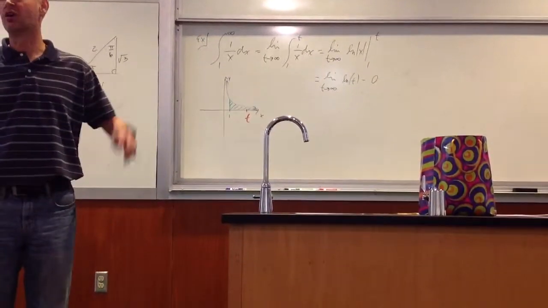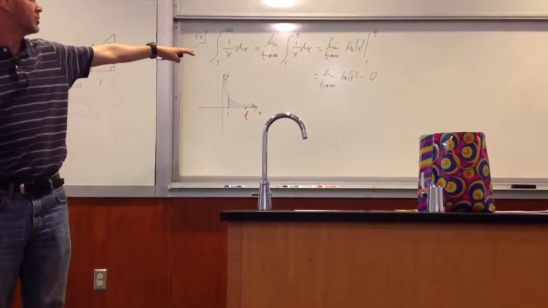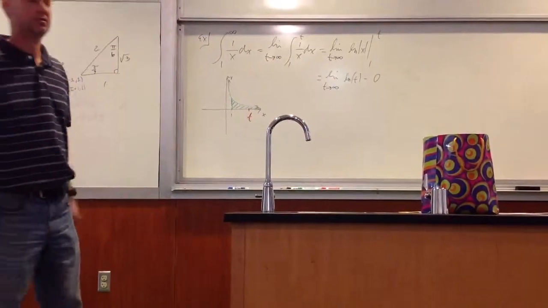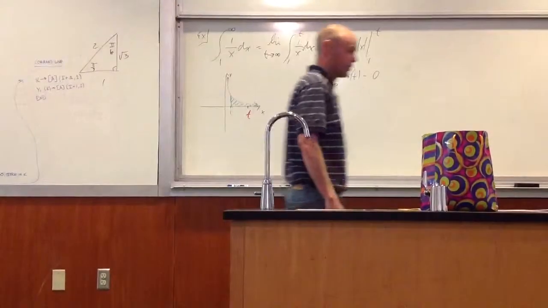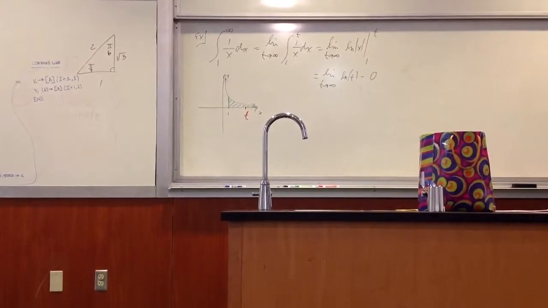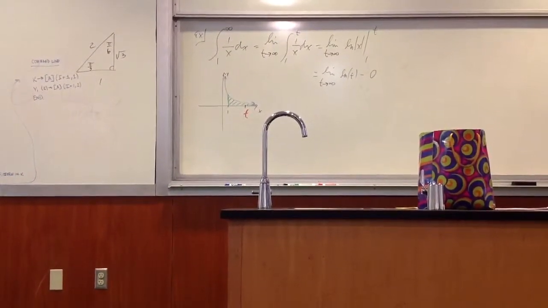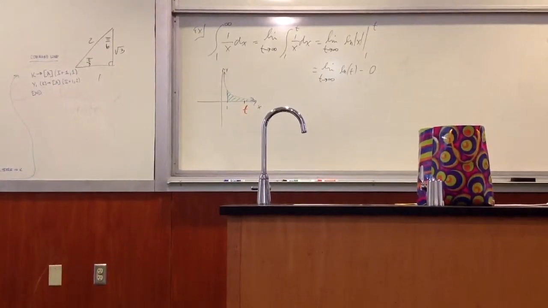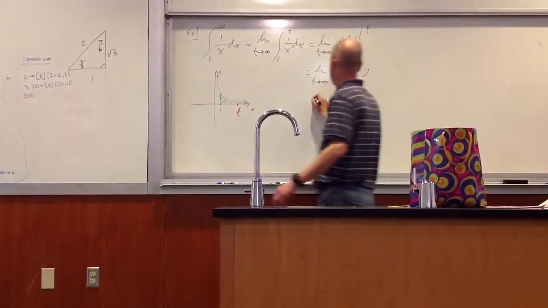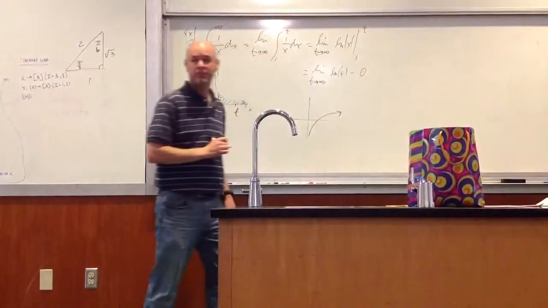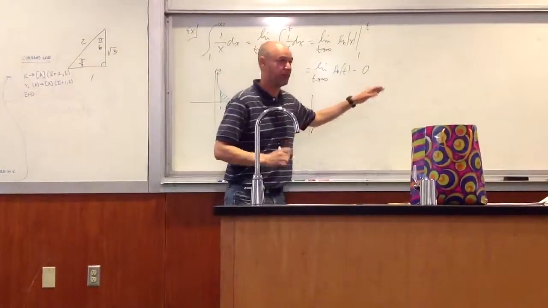As t gets larger and larger and larger, what's happening to the natural log of t? Picture the graph. What's the graph doing? It's going off to infinity. Natural log of t looks like this, right? It's slowly going up to infinity, but it's still getting there.